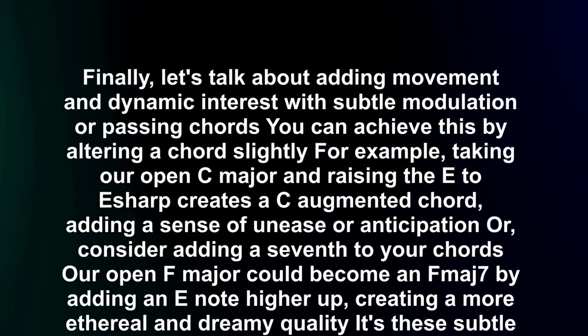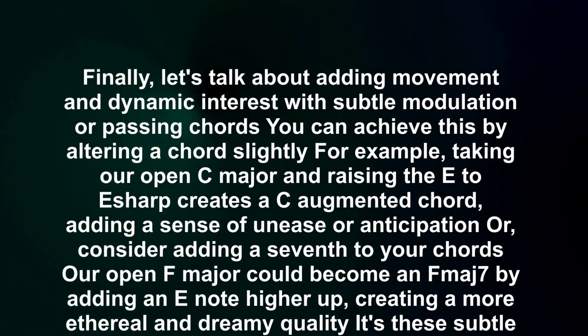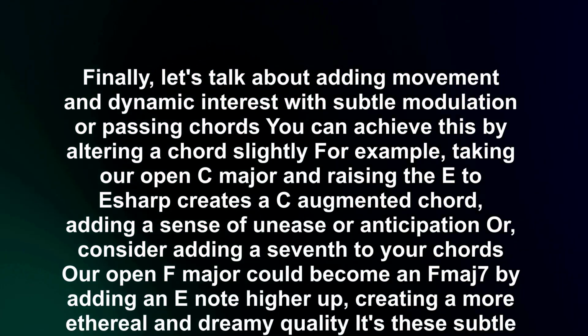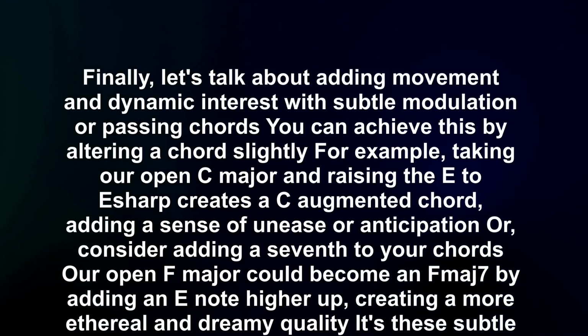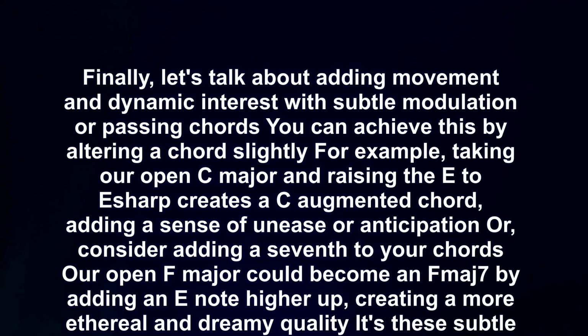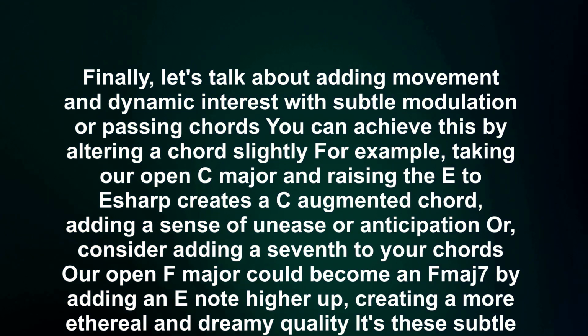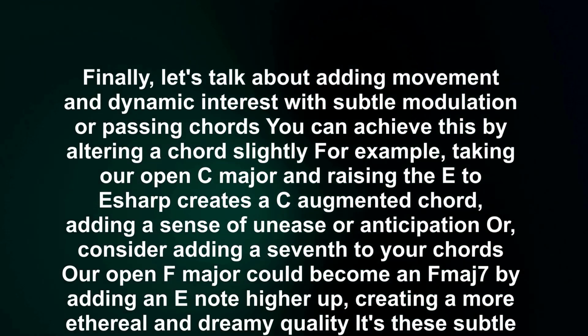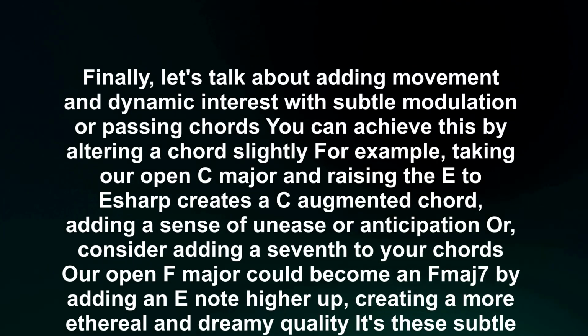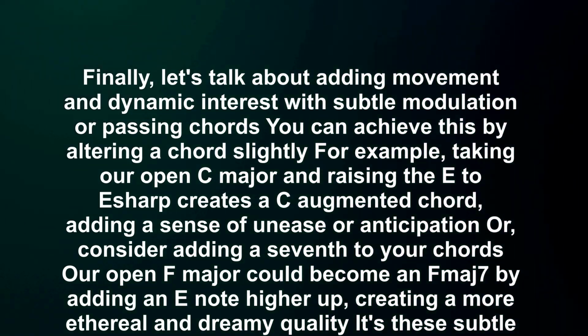Finally, let's talk about adding movement and dynamic interest with subtle modulation or passing chords. You can achieve this by altering a chord slightly. For example, taking our open C major and raising the G to a sharp creates a C augmented chord, adding a sense of unease or anticipation. Or consider adding a seventh to your chords. Our open F major could become F major 7 by adding an E note higher up, creating a more ethereal and dreamy quality.